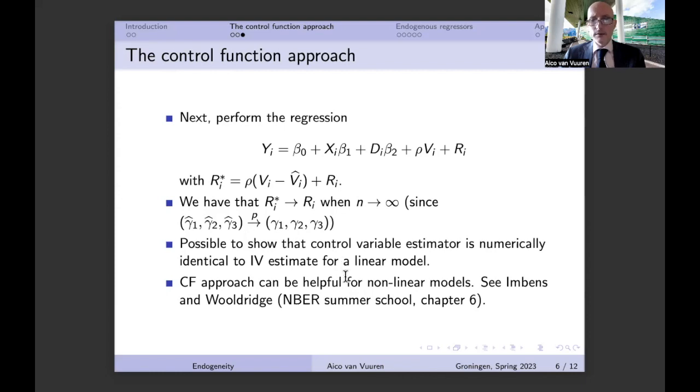In a non-linear model, generally the control function approach and IV are going to be different. That's something that we are going to see as well when we look at quantile regression analysis. If you would like to know a little bit more about non-linear models and the control function approach, you could go to the NBER Summer School of Imbens and Wooldridge. It is quite old nowadays, but as far as I know, it's still possible to find it on the web. Chapter 6 is about the control function approach.